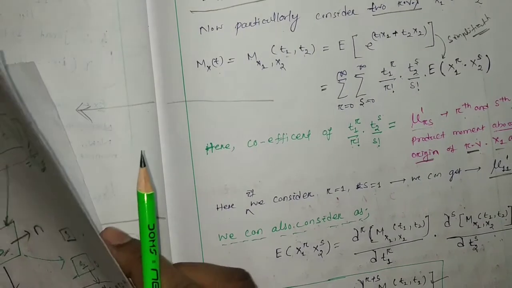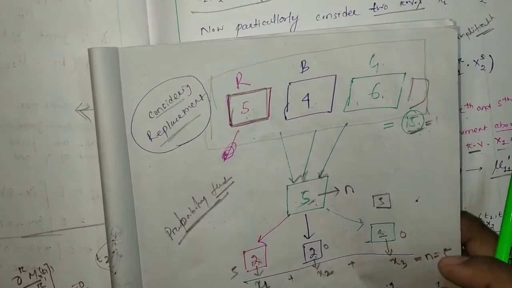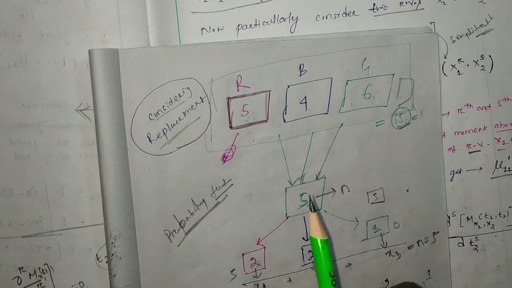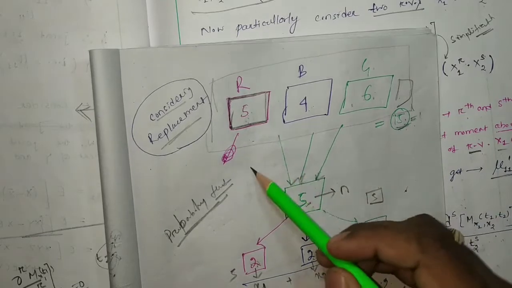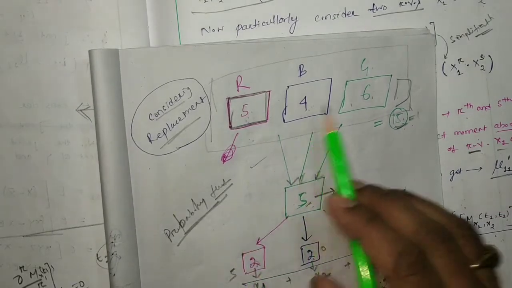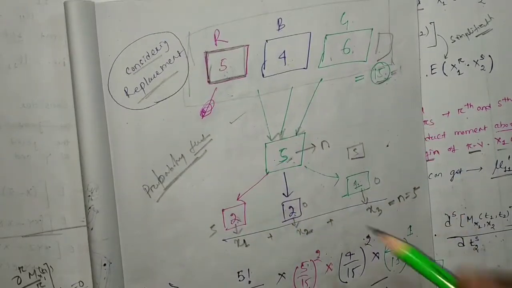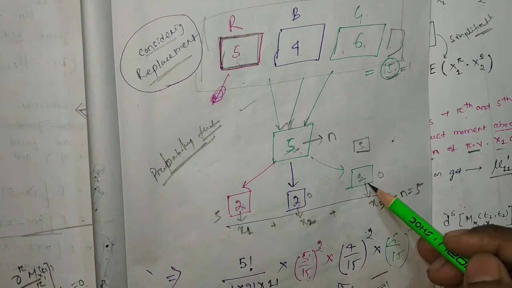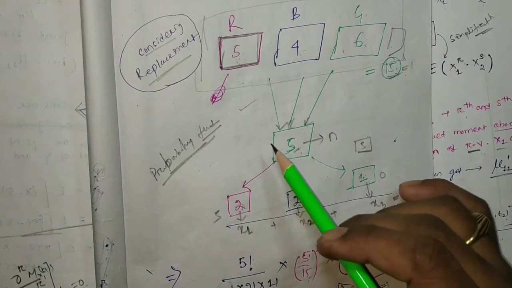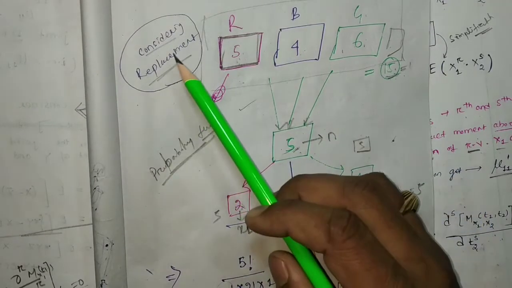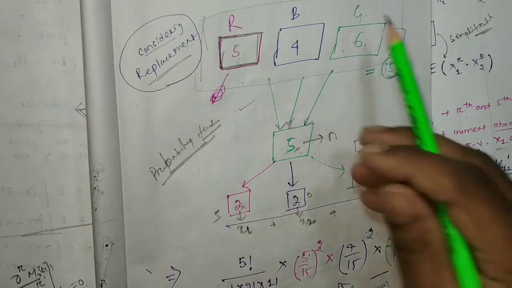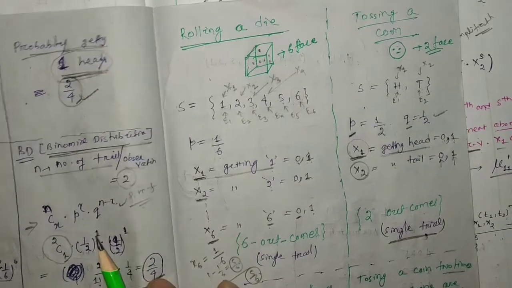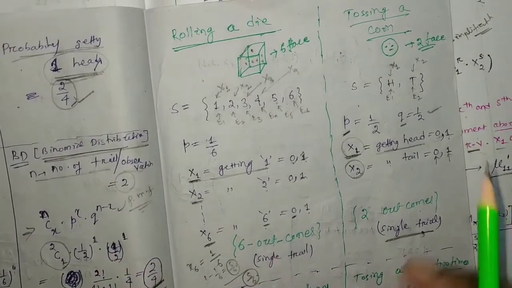In our previous class, at the time of discussing the multivariate PMF, we discussed this problem: red, blue, green balls. We have to draw five balls, and what will be the probability of two red, two blue, and one green. Here, in case of multinomial distribution, the replacement has to be considered. That means you have to draw one ball and you have to replace it again. Also we discussed two numericals at that time.